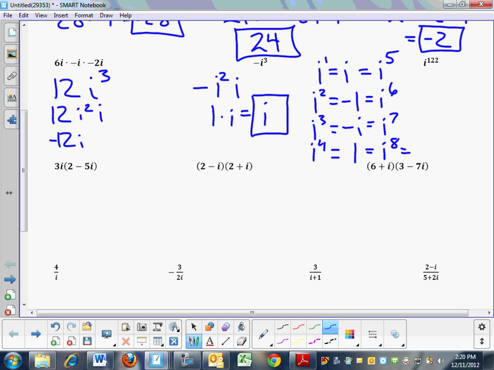So, I to the 120th is going to be positive 1. So I to the 121st will be I. And I to the 122 will be negative 1. So you can see that you cycle through, it repeats itself. And so we know that I to the 122nd is going to be negative 1.